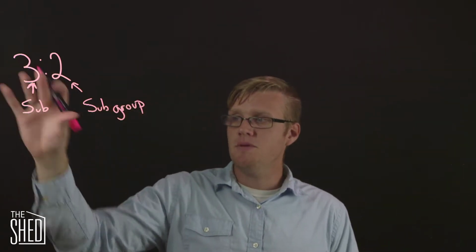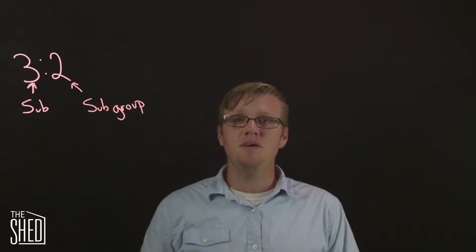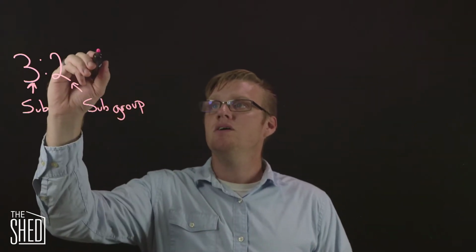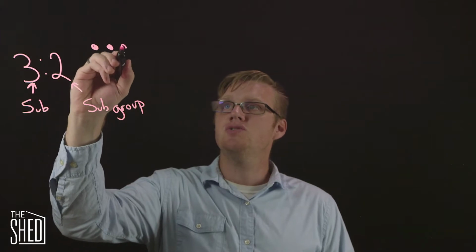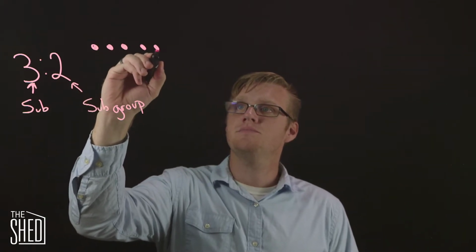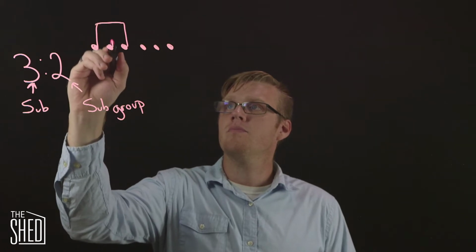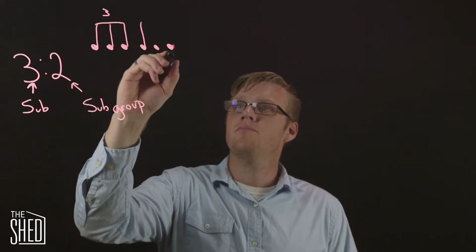So this base subdivision is 3. That means the beat is being divided evenly 3 times. That is an eighth note triplet. So I'm going to draw 2 sets of eighth note triplets. Here's my eighth note triplet.